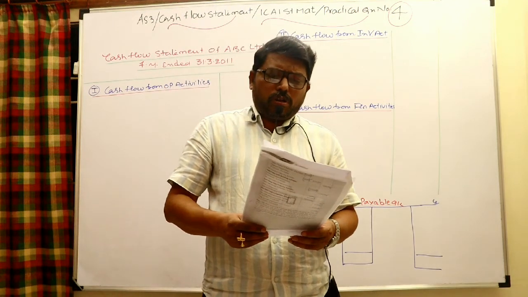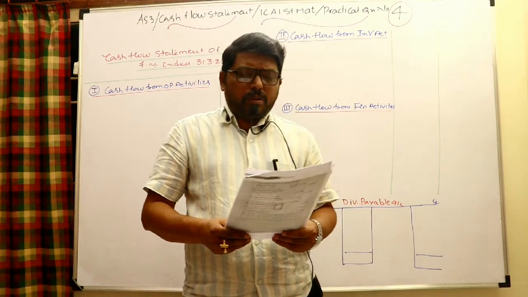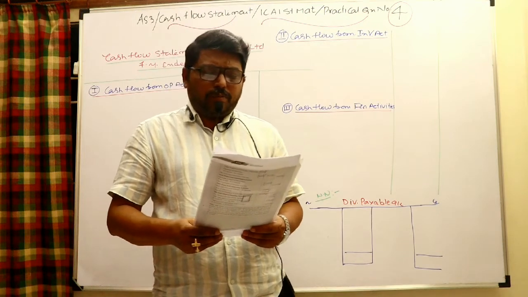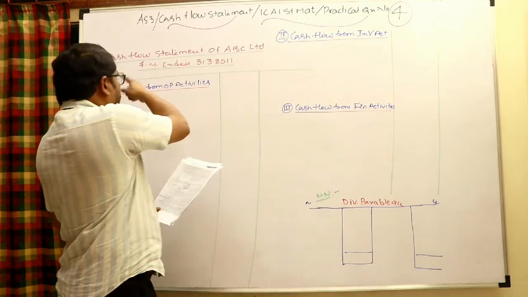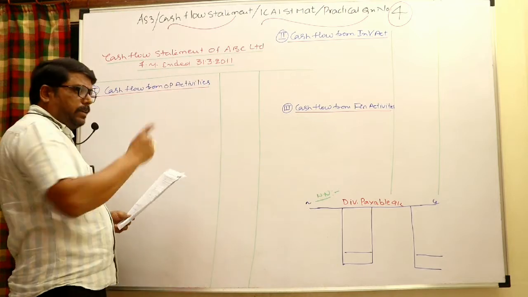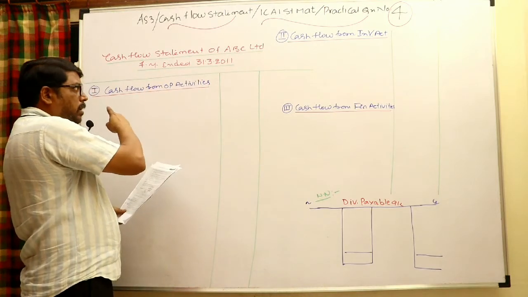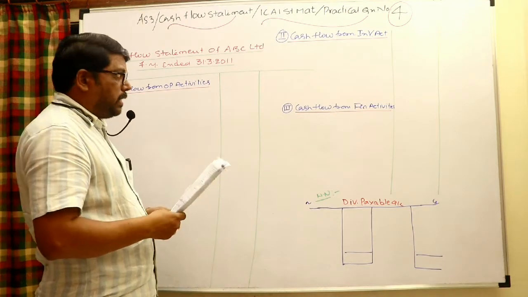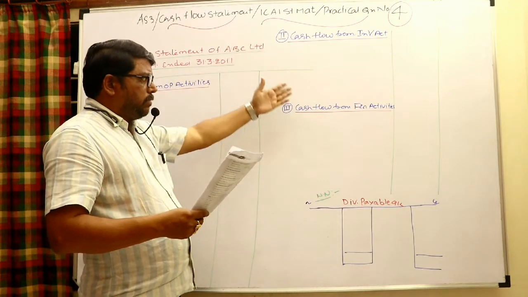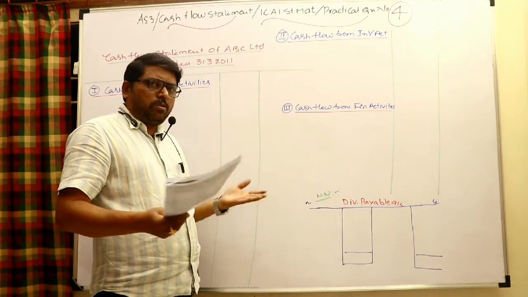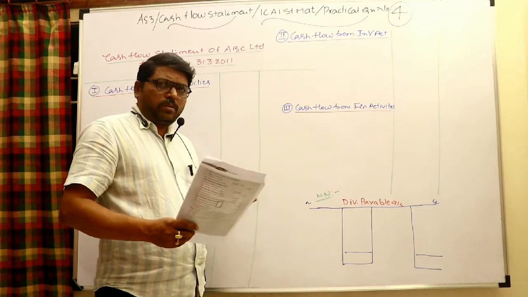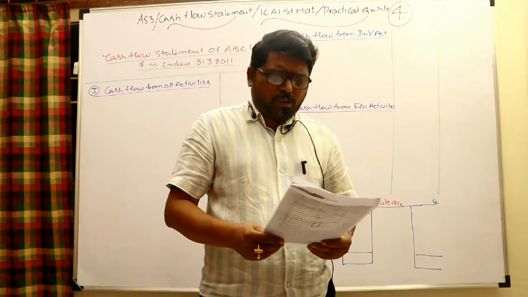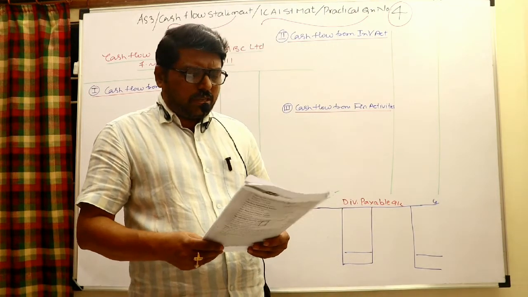ABC Limited has given you the following information, and you are required to prepare a cash flow statement according to AS3 for the year ended 31st March 2011. So put the heading: Cash flow statement of ABC Limited for the year ending 31st March 2011. Cash flow from operating activities by the indirect method, since it is not possible here to work out the direct method. Then cash flow from investing activity and financing activity, and you may have working notes, otherwise not necessary. Here great working notes are not required at all, because no great adjustments are given.